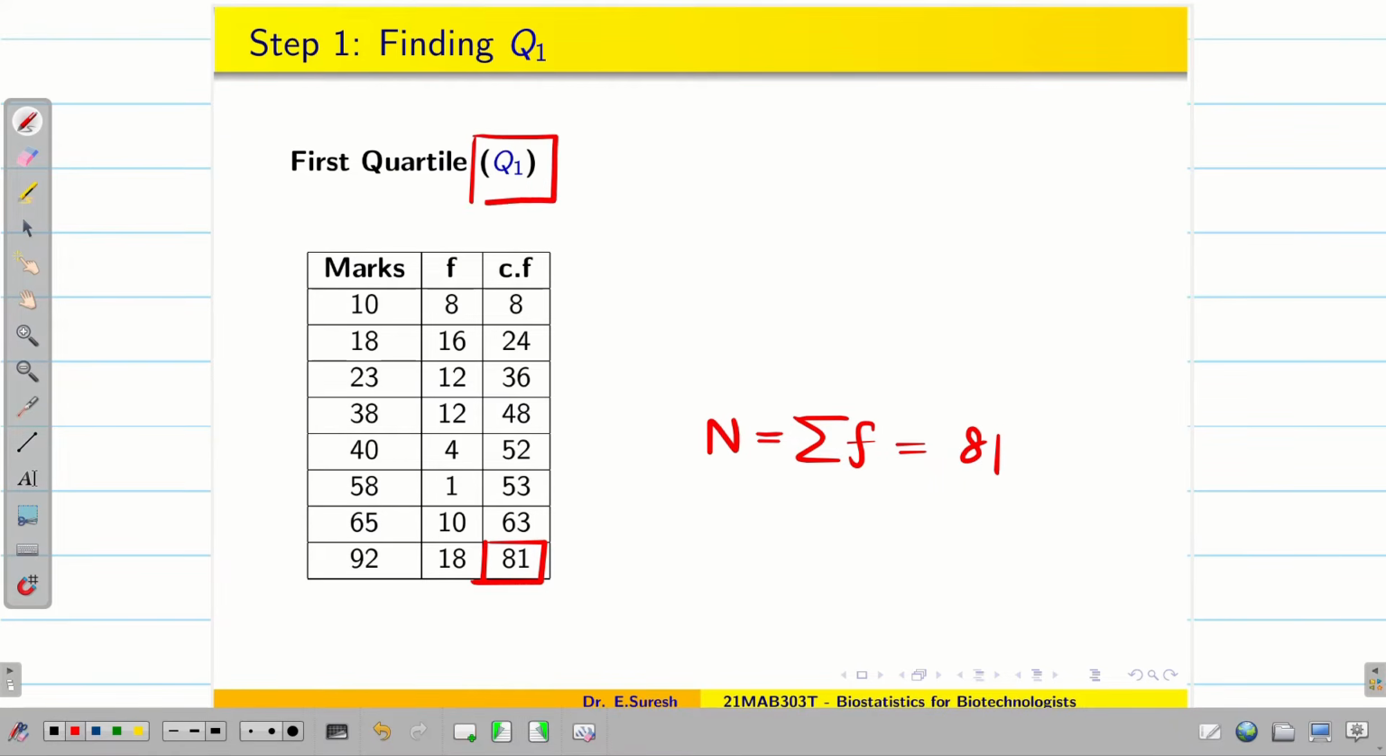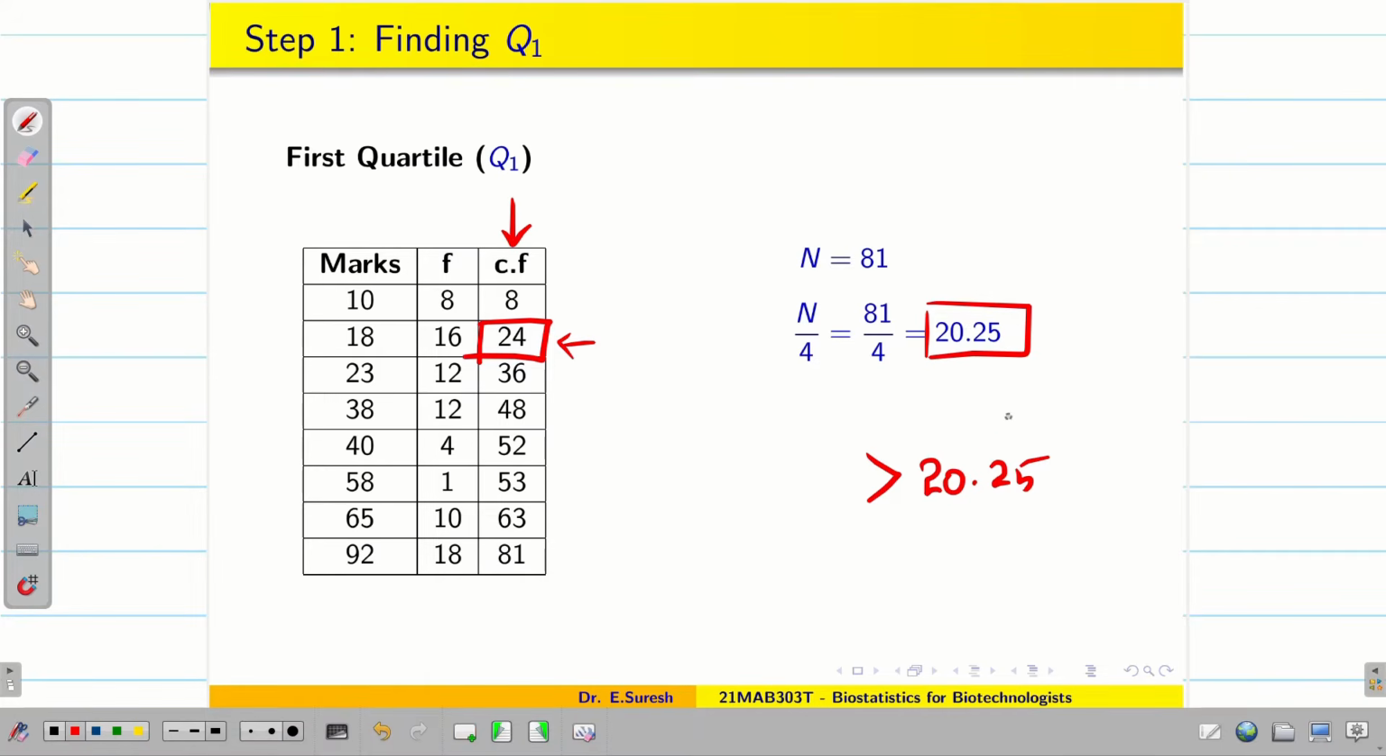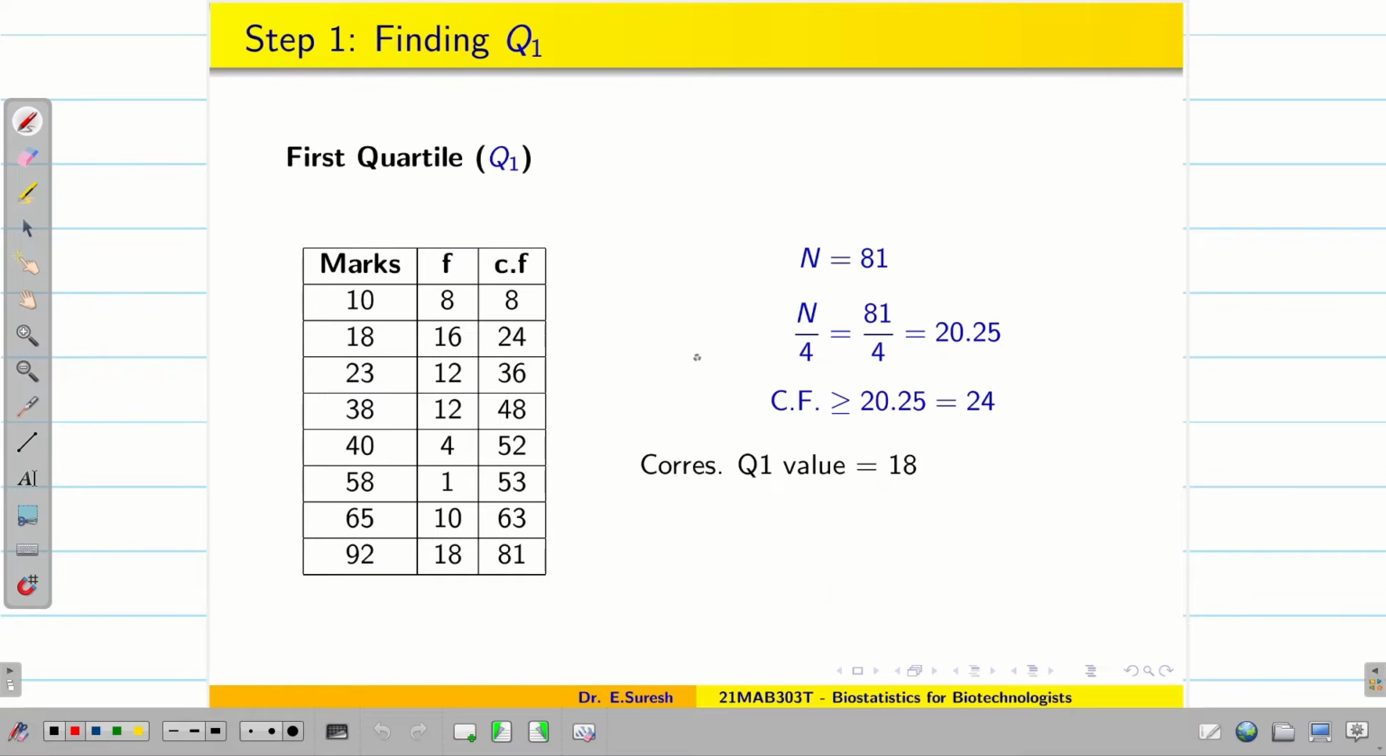Now I want to find the first quartile. First quartile means, we remember, the 25th percentile, that is N by 4. So find N by 4, that is 20.25. Now go to the cumulative frequency column and check which value is very close to 20.25 and bigger than 20.25. We find 24 is very close to 20.25 and the corresponding X value is going to be my first quartile, students. So Q1 is 18. We can easily find this.